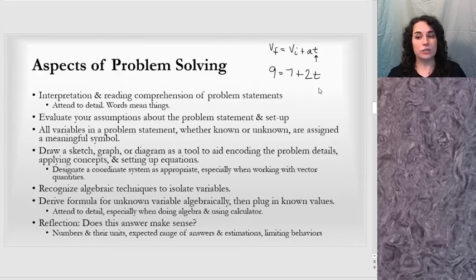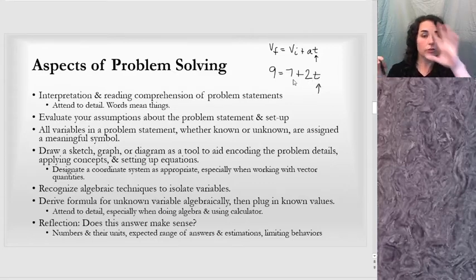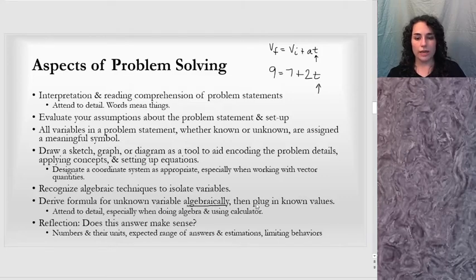and say, I need to solve this equation for the time. It may be easier to say, oh, this is the thing that I'm solving for. Everything else is a known value, and I isolate the t on one side and everything else on the other, as opposed to the one above where there's a symbolic equation. And that's why I was talking about derive the formula for the unknown variable algebraically, then plug in known variables.